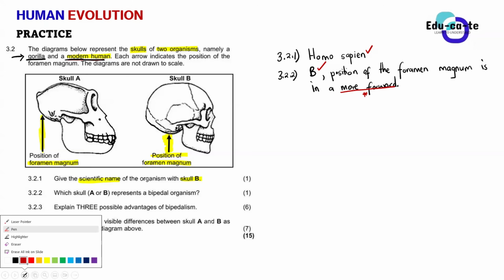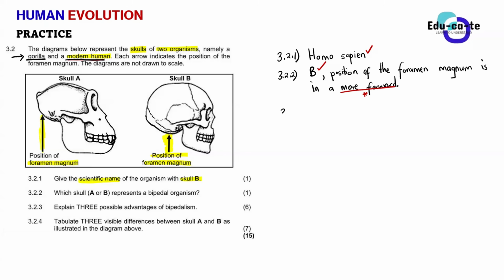Although they didn't ask you for a reason here, I just want you to be able to identify the visible reason. I know that you are well versed in this topic. You know humans have an S-shaped spine and bipedalism, but the main point is for you to see the visible features. That is why I'm asking what is visible in the diagram that will tell you that skull B is a bipedal organism. It is the position of the foramen magnum. That is one of the differences that we once discussed.